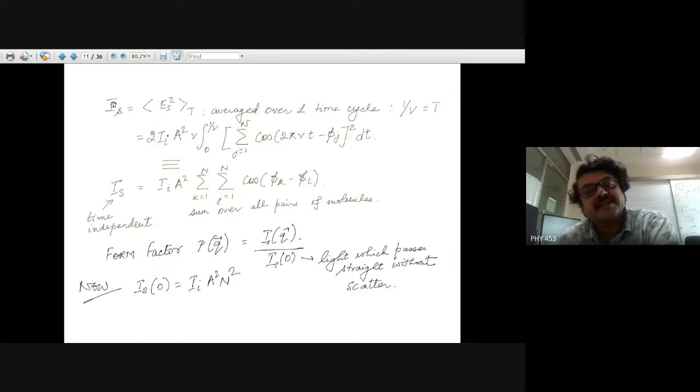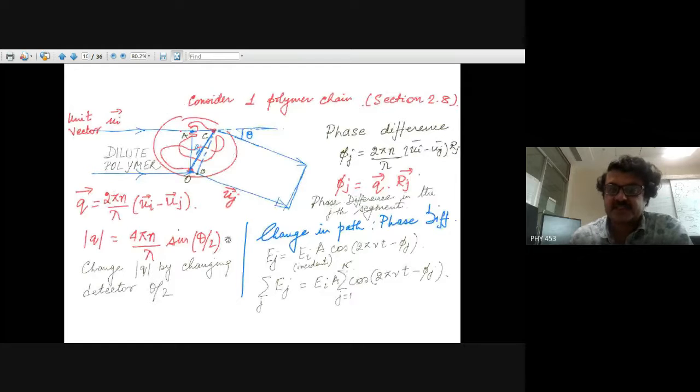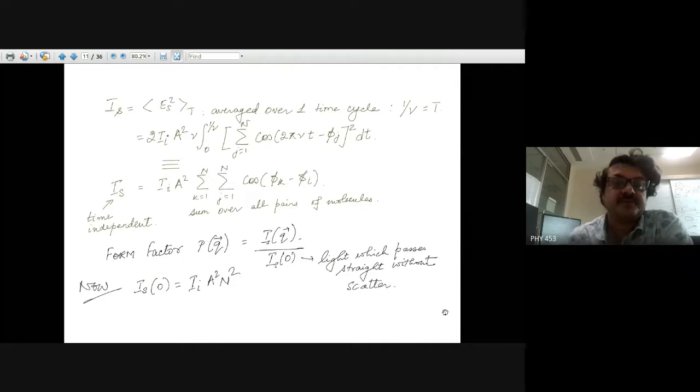So the scattered intensity will be Es, the intensity. This is intensity, the electric field square, time averaged over one time cycle. How much is one time cycle? It is 1 by nu, the frequency, which is the time period, right? And if you want to do a whole square, there was a single summation here, right? So now you have this summation whole square, so there will be n square product terms, right?